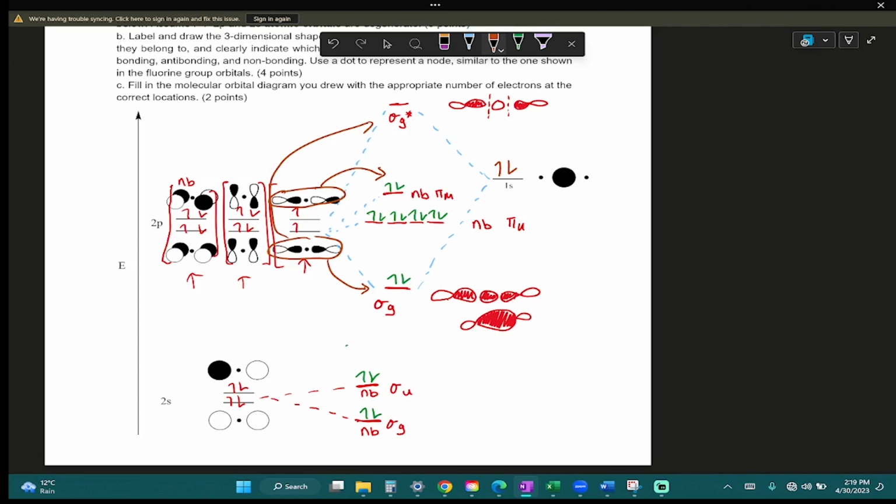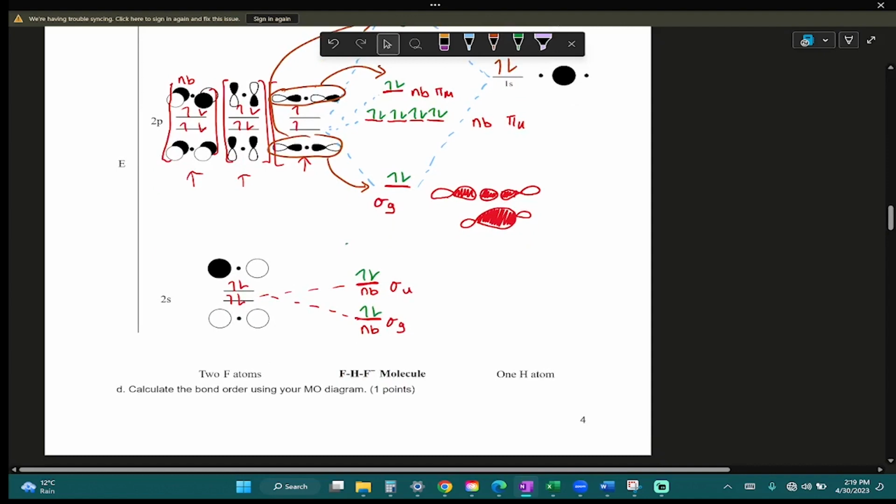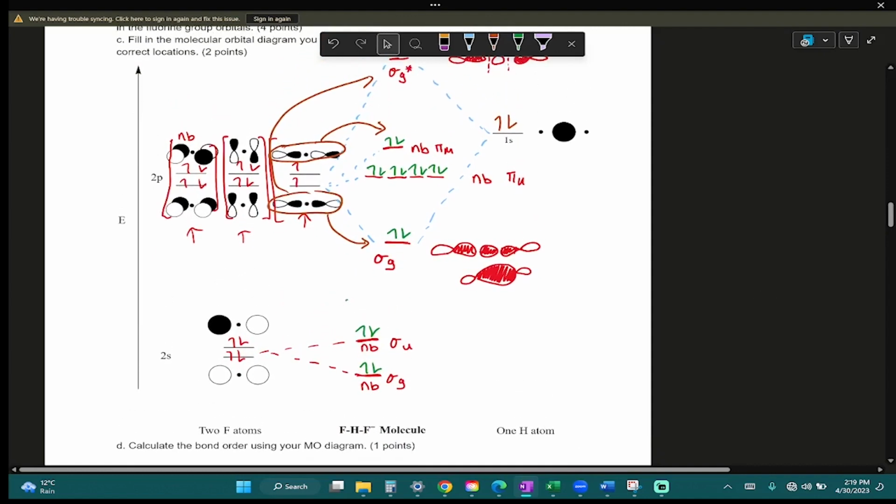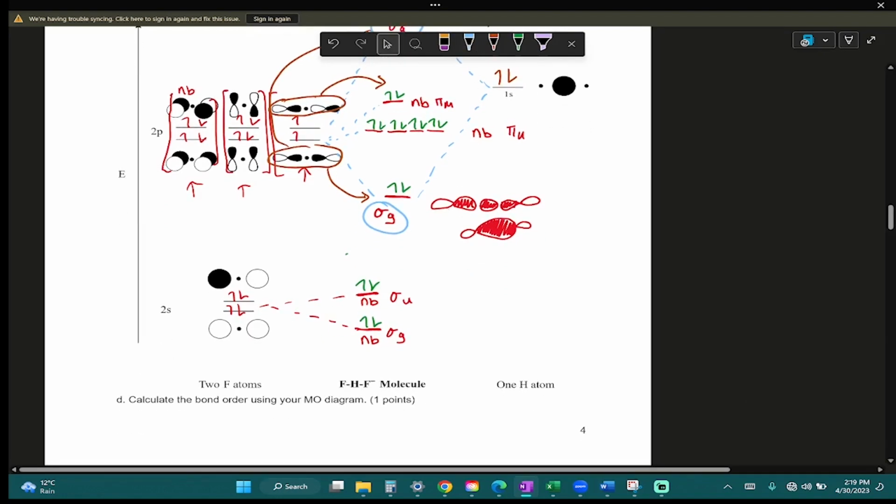Any questions on this? The last part just asked to calculate the bond order. So when we're calculating the bond order, remember we're only looking at bonding and anti-bonding orbitals. All the non-bonding orbitals we don't care about. So here we only have 1 bonding orbital and 1 anti-bonding orbital, and our bonding orbital has 2 electrons, our anti-bonding has 0, so it would be 2 minus 0 divided by 2, and that gives us a bond order of 1.